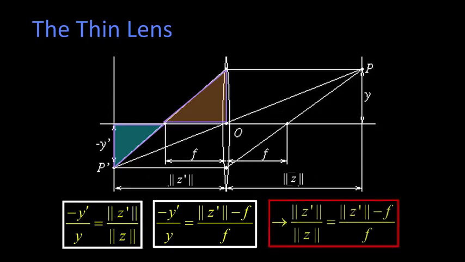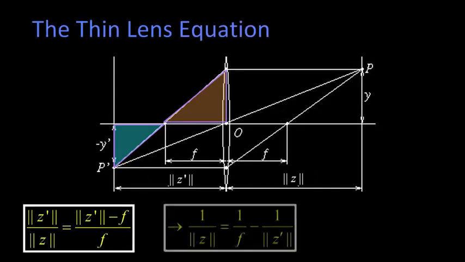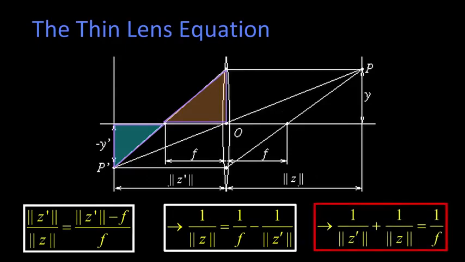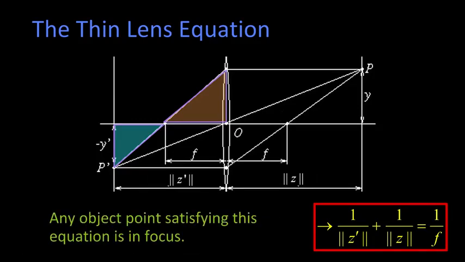Combining these two formulas gives us this formula. Not rocket science here. We're just setting the two left-hand sides are the same, so we set the two right-hand sides equal to the same. We continue, we play around with the math a little bit, and we get this very simple formula, that 1 over the magnitude of z prime plus 1 over the magnitude of z equals 1 over f. That's the thin lens equation, and any points that satisfy that equation are in focus.